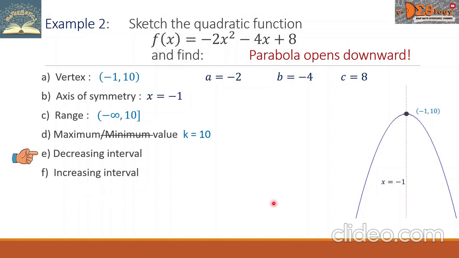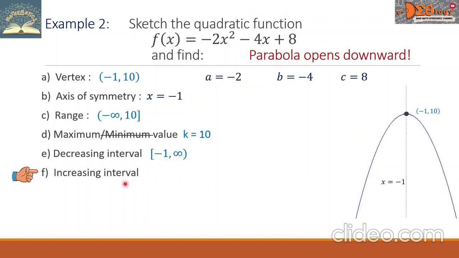Let us read the graph from left to right. Our reference is the axis of symmetry. From the axis of symmetry going to the right, the graph is going down. So the right side is the decreasing interval. With regard to x, the decreasing interval is from negative 1 to positive infinity.